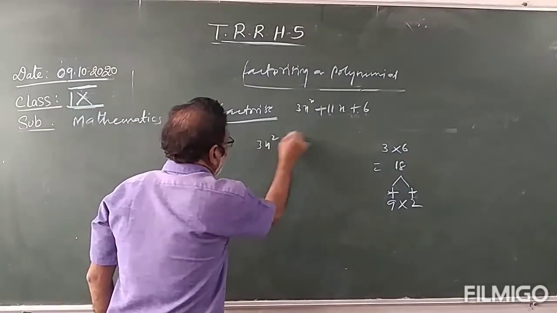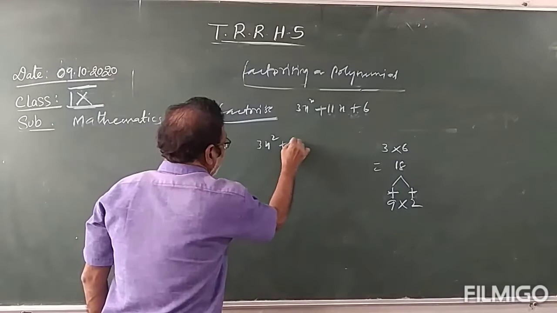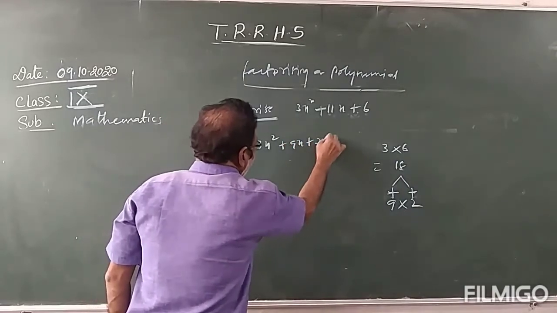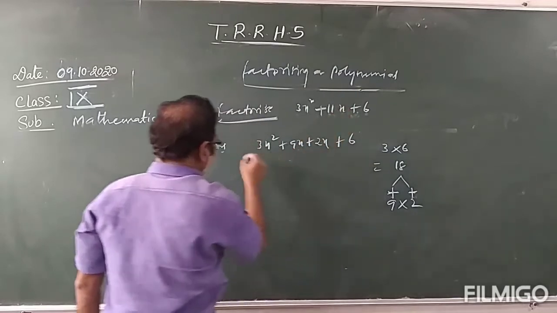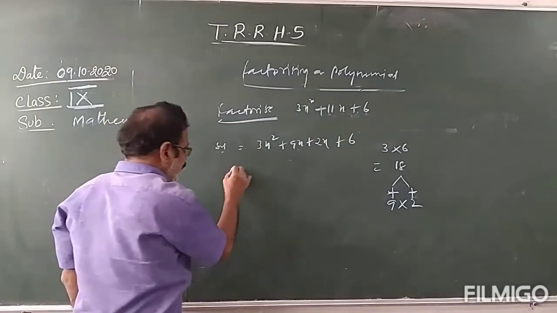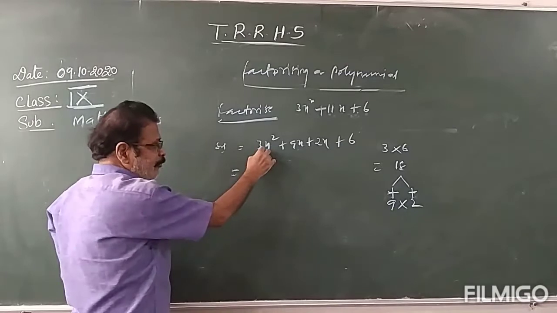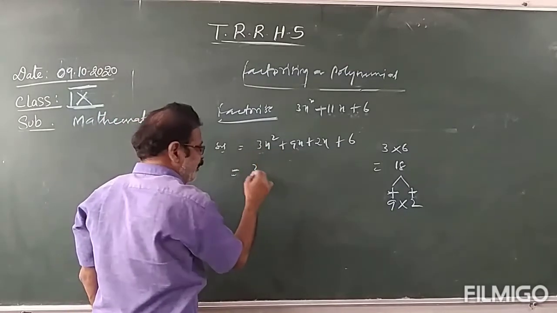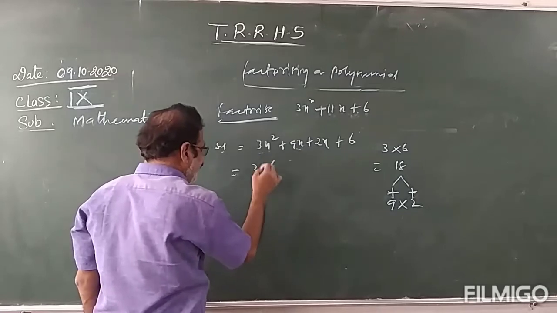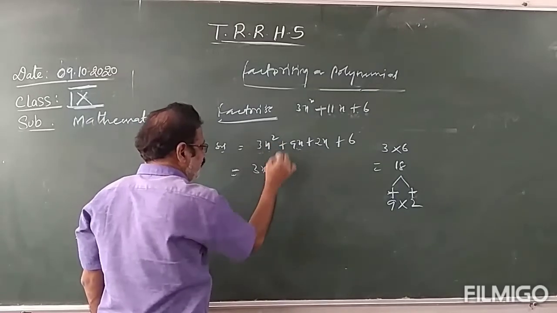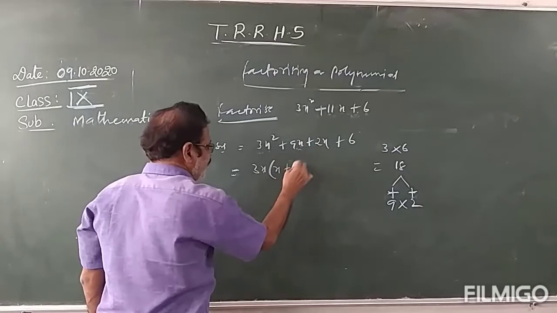Now 3x square plus 11x plus 6: we split 11x as 9x plus 2x, so 3x square plus 9x plus 2x plus 6. Now with the multiples, 3 ones are 3 and 3 threes are 9. Take x also: 3x in 3x square goes x times, and 3x in 9x goes 3 times.